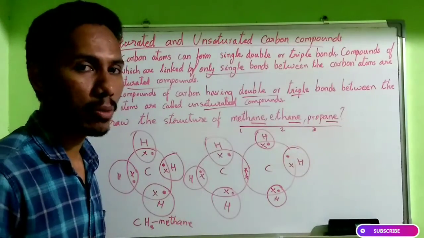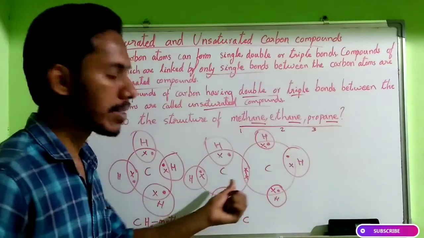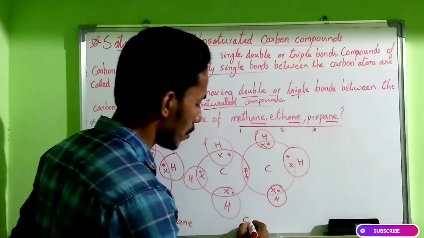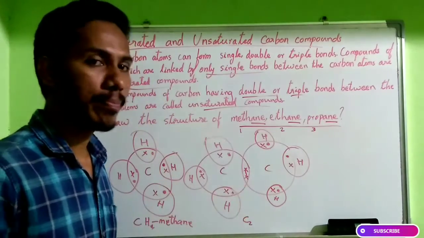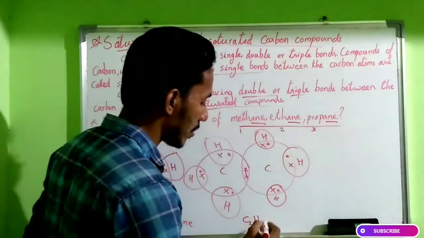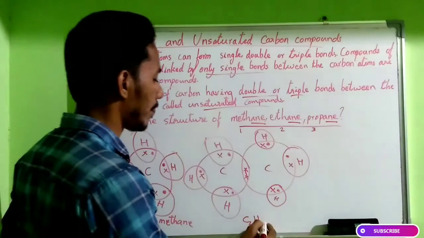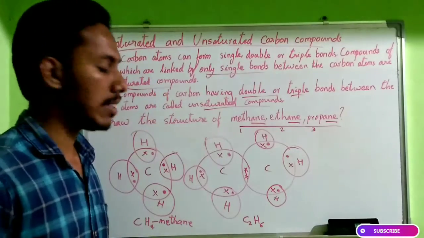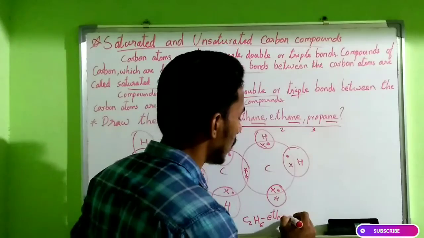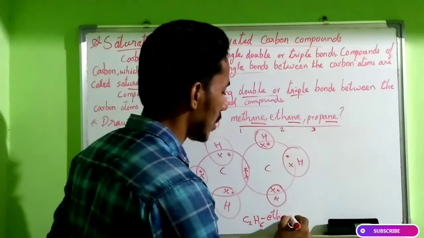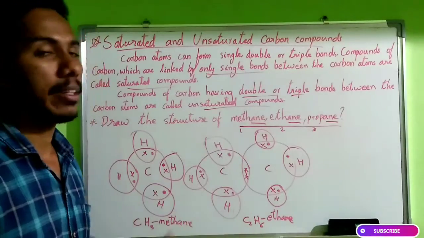And what is the chemical formula? How many carbon atoms? 2 carbon atoms, C2. Then hydrogen, H. How many hydrogens? 1 2 3 4 5 6. C2H6 is the chemical formula of ethane.